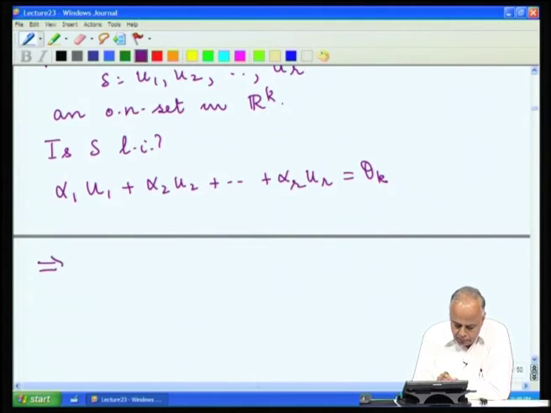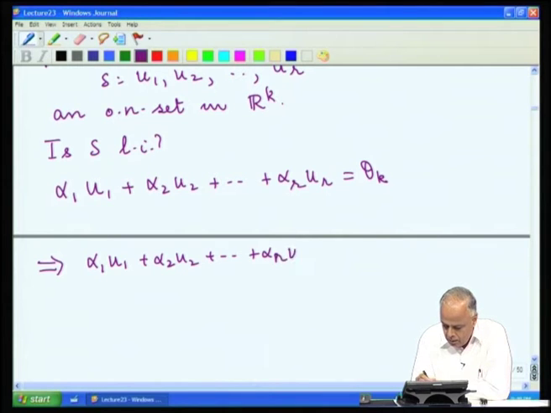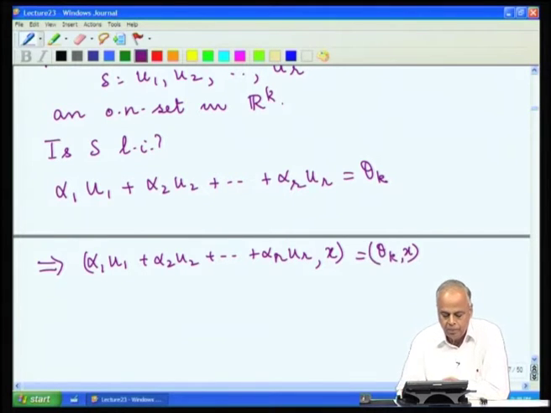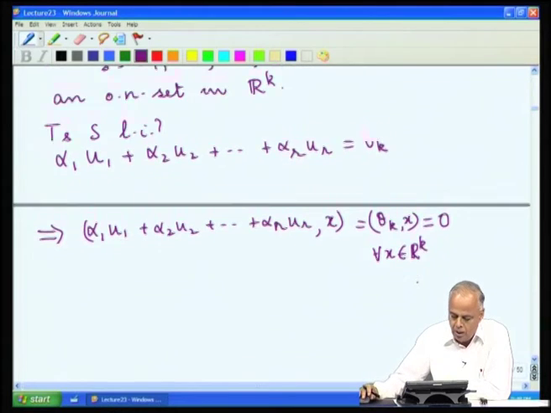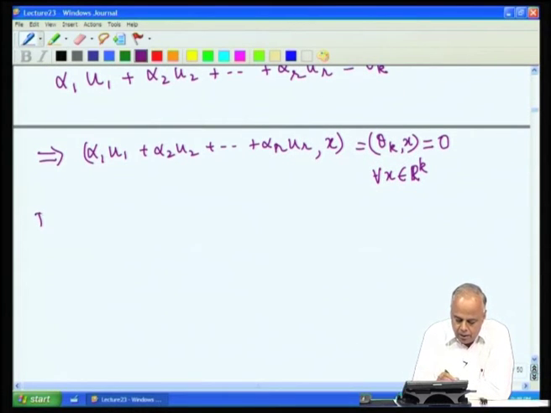Now, this implies that if we take any vector x and take the inner product with the sum, that is the same as the inner product of the 0 vector with x, because the sum is equal to the 0 vector. But the inner product of the 0 vector is always 0 with any vector. So, this implies the inner product of the sum with any x is equal to 0 for every x in R^k.